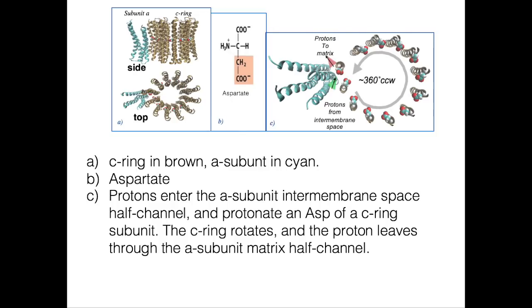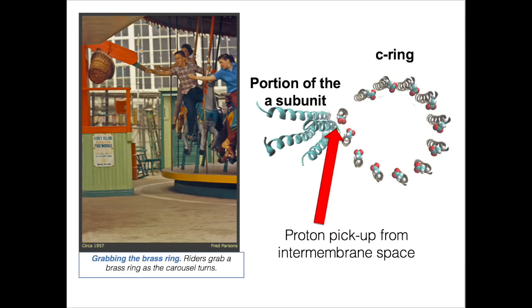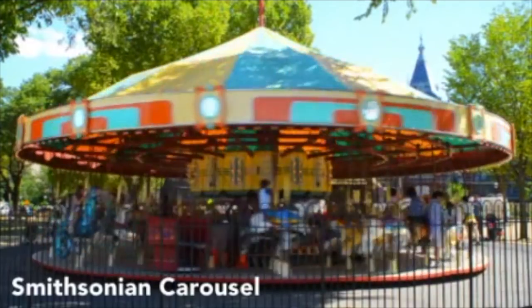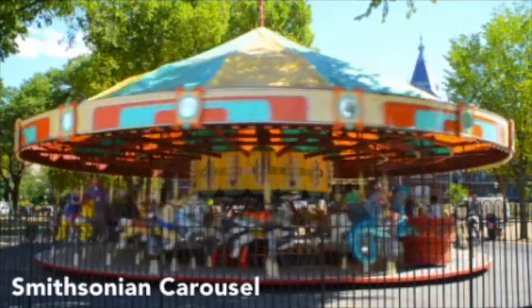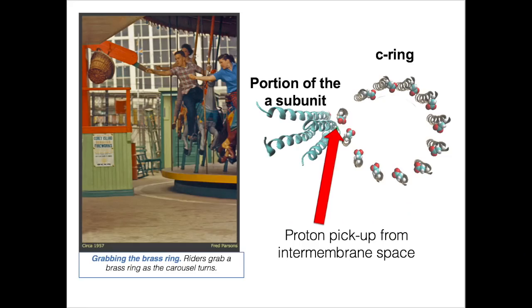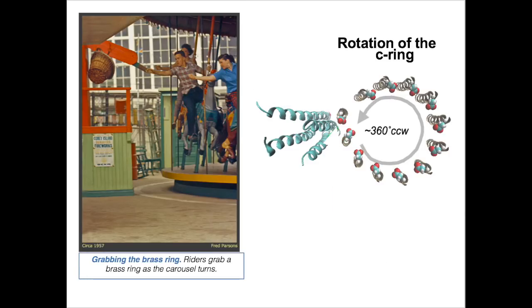Let's look at this again bit by bit. I like to think of this in terms of a carousel, with protons being the brass ring. As the children come over to the place where the protons enter, they grab the proton, the merry-go-round revolves around to the other side, and the proton is released in the other half channel to enter the matrix.